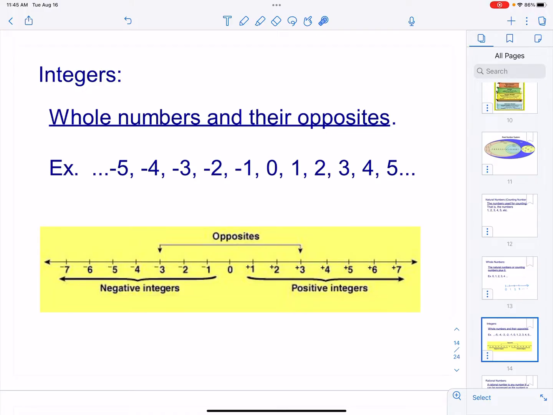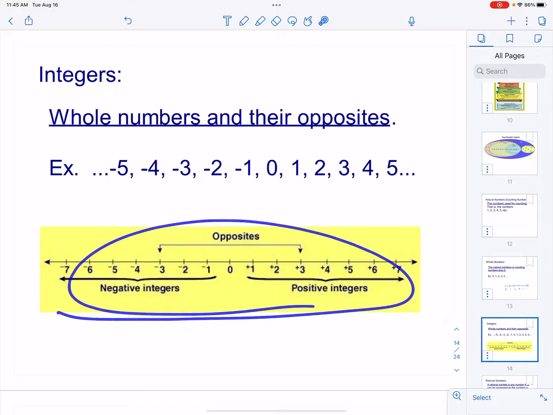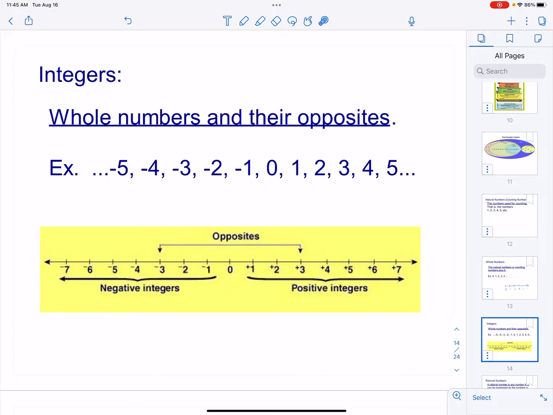That whole number line right there down at the bottom, this whole number line right here, they're all called integers. Even these numbers with positive signs on them, they're integers. They're just also called whole numbers, okay? So we need to understand this idea of opposites.